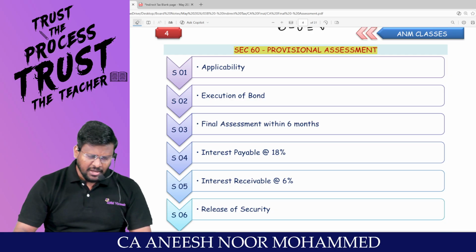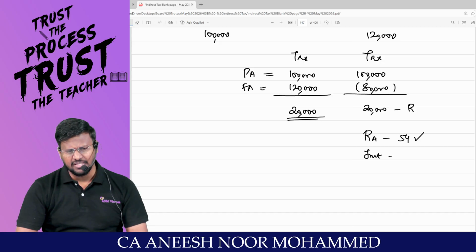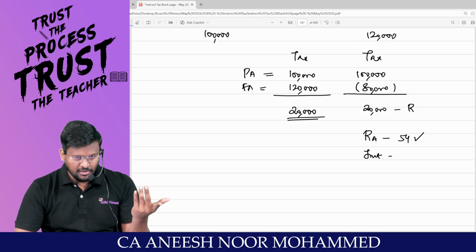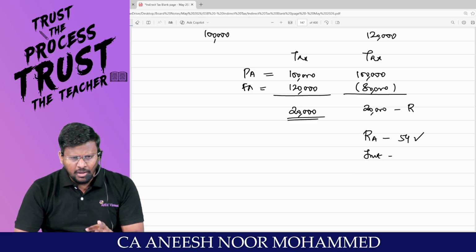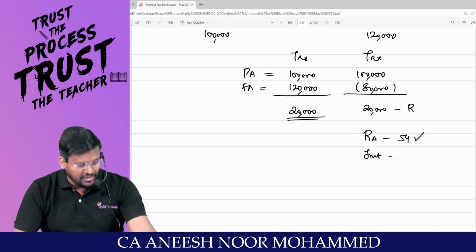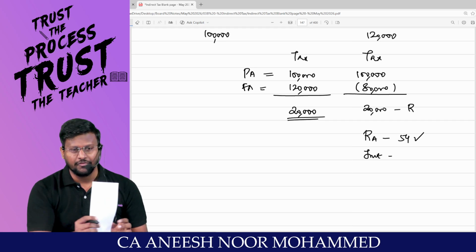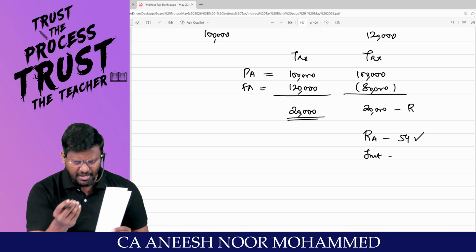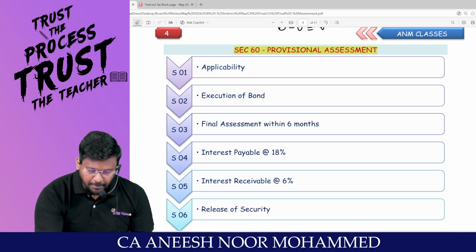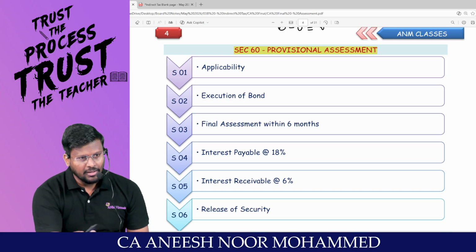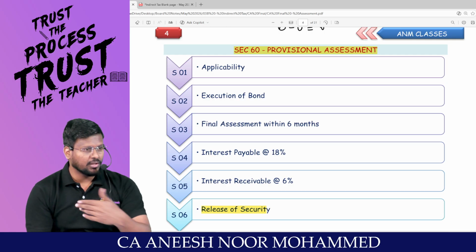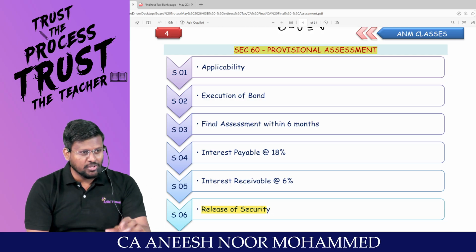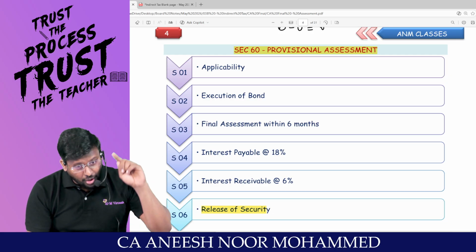Am I right, sir? Once the final assessment order has been passed, either we are liable to pay the tax along with the interest at the rate of 18%. If that is the case, once you show the challan to the proper officer, that 20,000 rupees along with the interest at the rate of 18% has been paid from my pocket, then step number 6, release of the security. A bond is not required. Because you are good boy, then we are also good boy. My dear lovable students, no need to execute the bond.